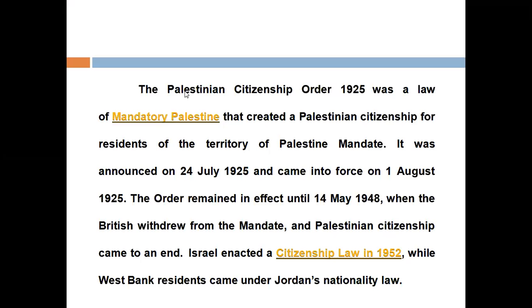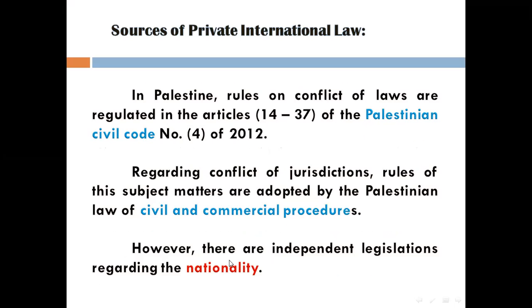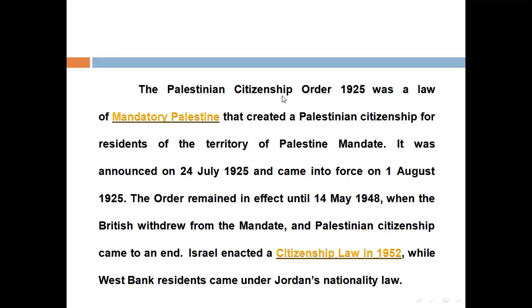So these are examples of the independent legislations regarding nationality. The Palestinian Citizenship Order 1925 was a law of mandatory Palestine that created the Palestinian citizenship for residents of the territory of the Palestine mandate. It was announced on 24 July 1925 and came into force in August 1925. We call them the legislative decrees of nationality, and we will discuss them in detail later. The order remained in effect until 14 May 1948, when the British mandate withdrew from Palestine and the Palestinian citizenship came to an end.